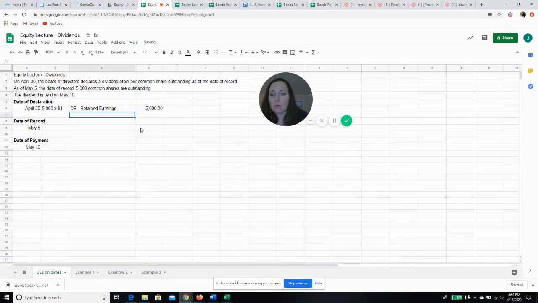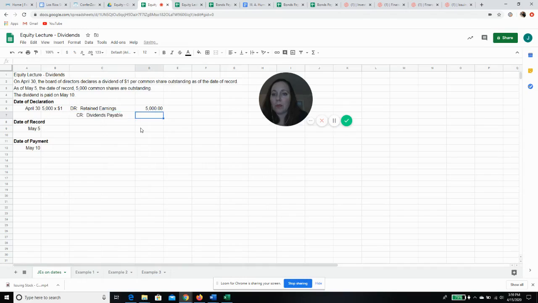5,000. And I'm going to credit dividends payable for 5,000. Why dividends payable? Because I'm not paying yet. I'm not going to pay till May 10th. On April 30th, I have a liability. As soon as the board of directors signs the resolution and they've voted to declare a dividend, as soon as they declare that dividend, we have a liability. And that liability won't be satisfied till we pay it.